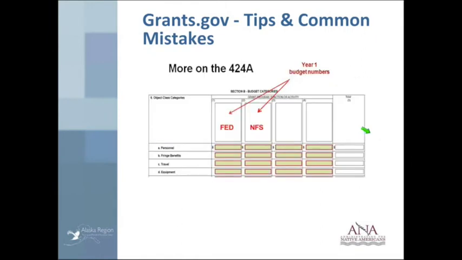And then, continuing on section B of the 424A under budget categories, this would also be your year one budget numbers. Column one would be your federal budget for personnel, fringe, travel, etc., on down, all the different object class categories, and then the second column is your non-federal share, and then this will auto tally and show you the total combined for your year one.